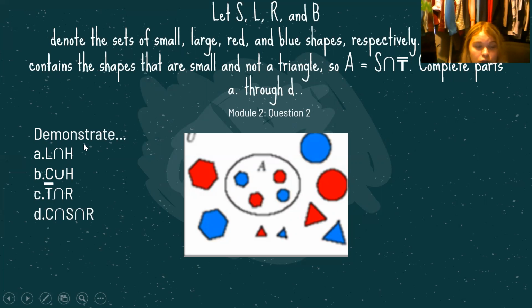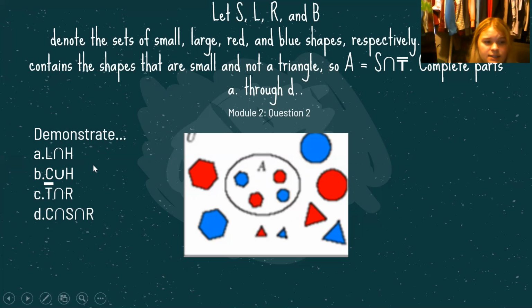And we just learned about union and intersection in our previous question. So it's asking us what shapes are going to be L intersection H. So this is going to be represented as large hexagons, because it is only asking us for the things in common between large and hexagon, which would be large hexagons. So the only shapes represented in A are going to be large hexagons.